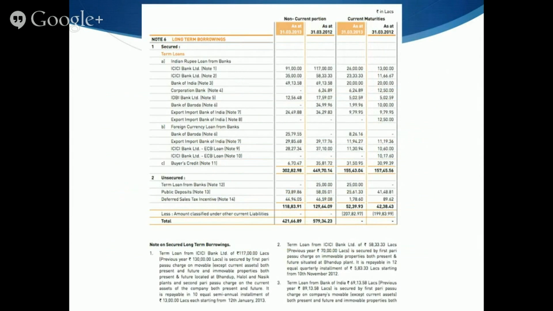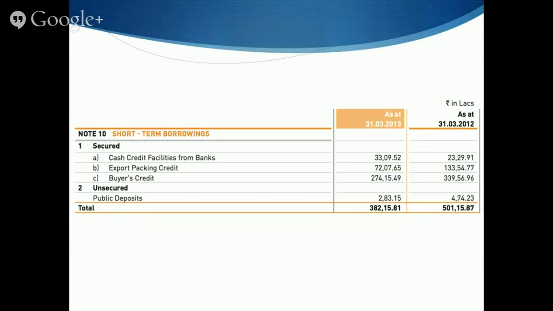Long-term loans. Long-term borrowings can be from banks, as you can see over here, or they can be taken in the form of public deposits, which is unsecured, or it can be a debenture, as discussed before. Short-term borrowings, again, can be unsecured or secured. Short-term is also either a public deposit or from banks. So this is how it is.